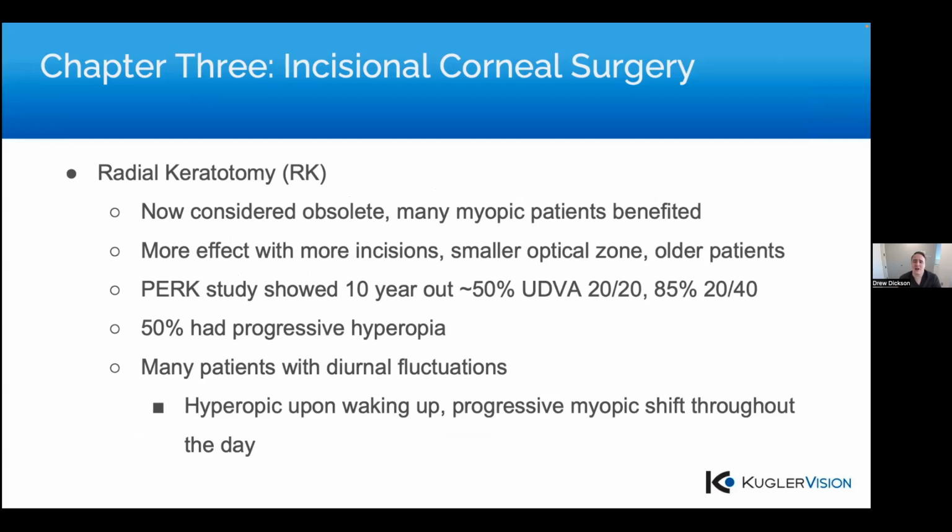And 10 years out, about 50% of patients had uncorrected distance vision of 20/20. The biggest problem with RK was refractive stability. At least half of patients about 10 years out had progressive hyperopic changes. These patients also get what we call diurnal fluctuations, where they have changes of their prescription during the day.